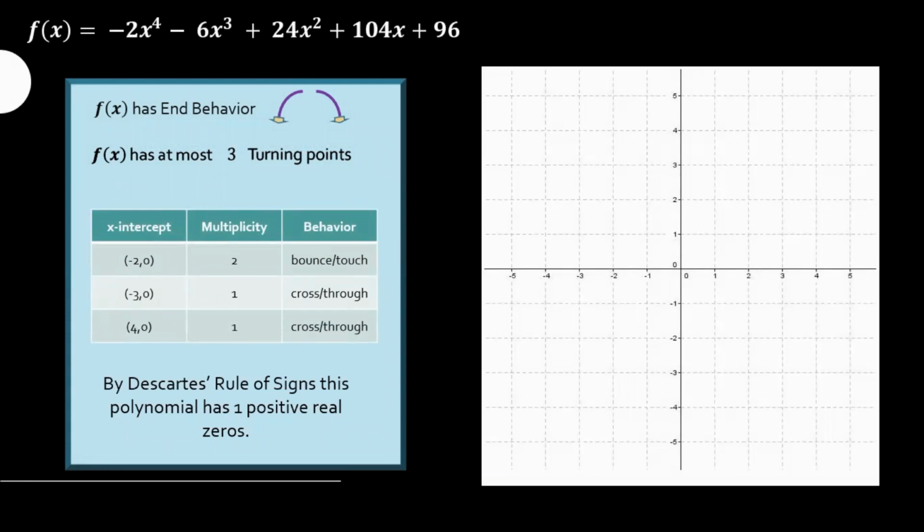I'm going to begin by plotting my x-intercepts. Just as a matter of personal preference, to help me when I get ready to graph it, when I go to graph -2, 0, it is an x-intercept, but I'm going to use an x to help indicate to myself that when I'm graphing this, I don't want to go through that point. I want to bounce or just touch it. I also have an x-intercept at -3, 0. I'm going to use an open circle here because I want to go through it. And my last x-intercept at 4, 0.